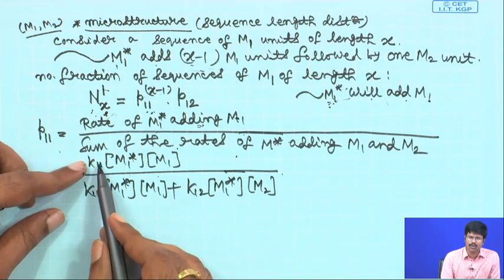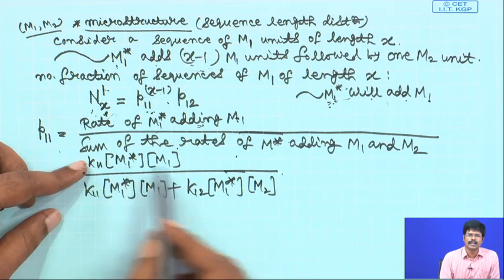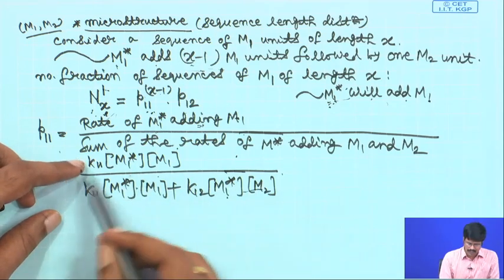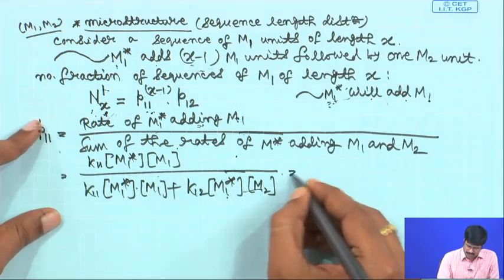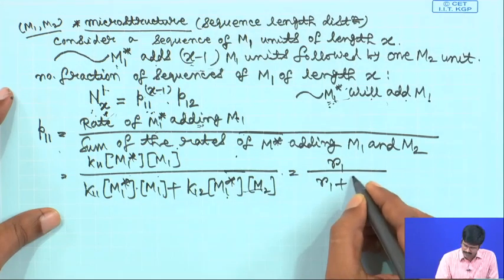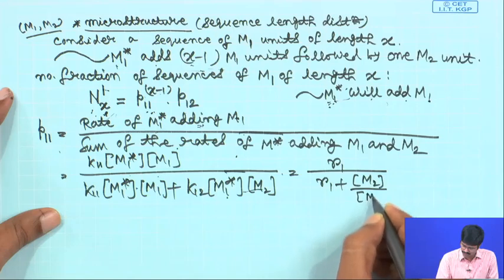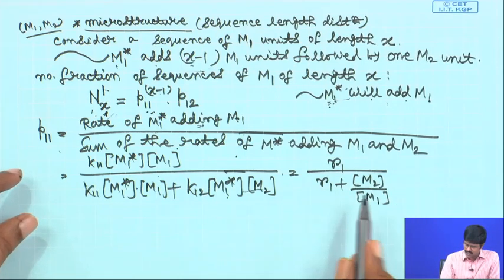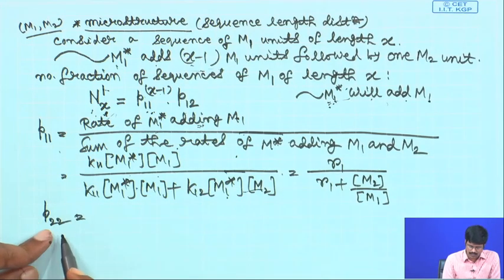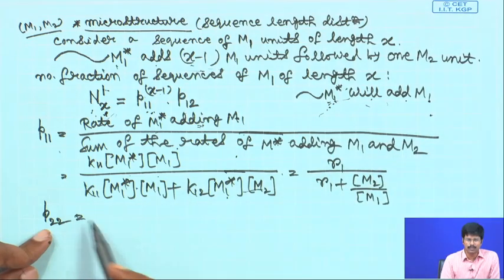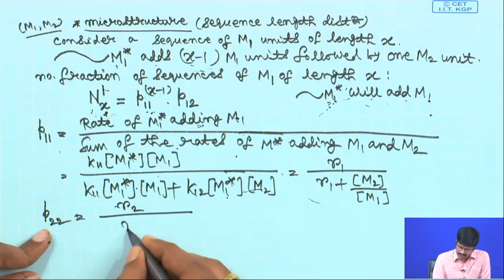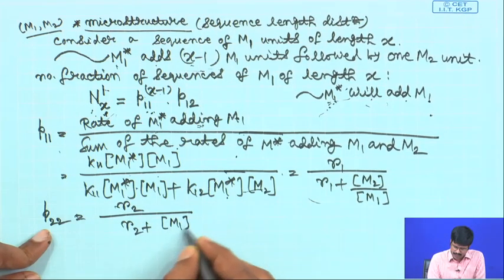Now, if you remember that K11 divided by K12 is R1, and if you put those values here, M1 star actually goes out and you divide by K12 on both sides, up and down. So, you can write this expression in terms of reactivity ratio and the monomer concentrations, and it becomes something like this, R1 divided by R1 plus M2 by M1. And there is a certain symmetry in these expressions, in that if you want to calculate P22, that is the probability that M2 star adds M2, that has a symmetry with respect to this. That will be R2 divided by R2 plus M1 divided by M2.